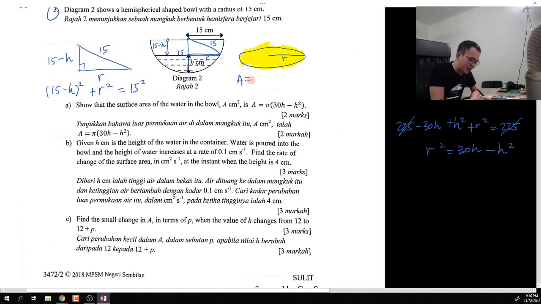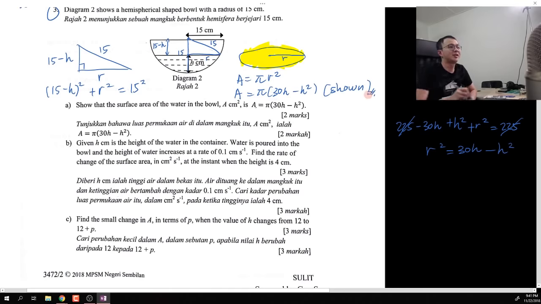Right, then I want to get my area here. We know the area is pi r squared, isn't it? And what is our r? We will just substitute my r squared into here: 30h minus h squared. So this is the equation they want, isn't it? They asked me to show, so I will just write shown here. This is how I show the things here. Once we got the r, we just substitute into pi r squared, and we can easily get the area.